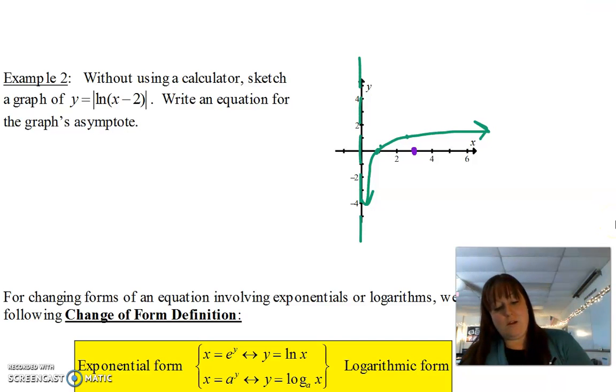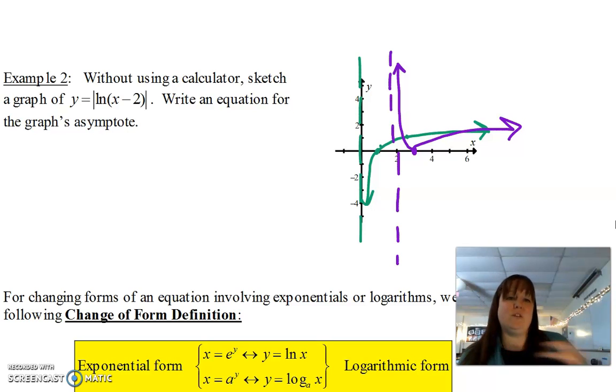So on this side, it's still going to do the same pattern, right? But then this one is going to go up like that, because we just reflected it over the x-axis. And remember, since our asymptote was at 0, our new asymptote is at 2, because we just shifted everything over 2. So our new asymptote is at x equals 2.